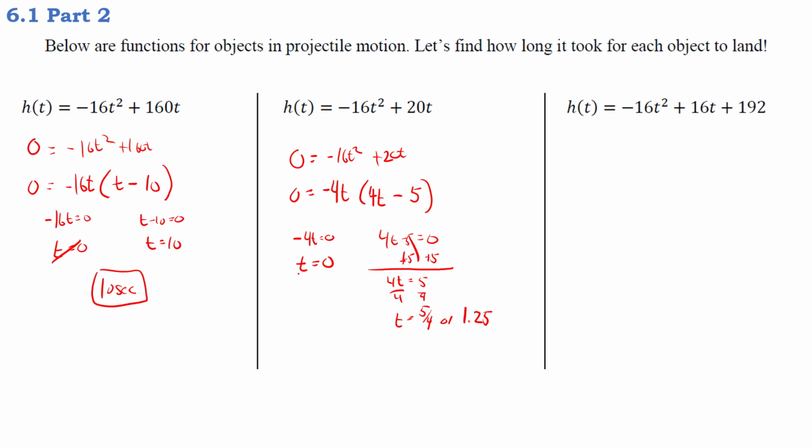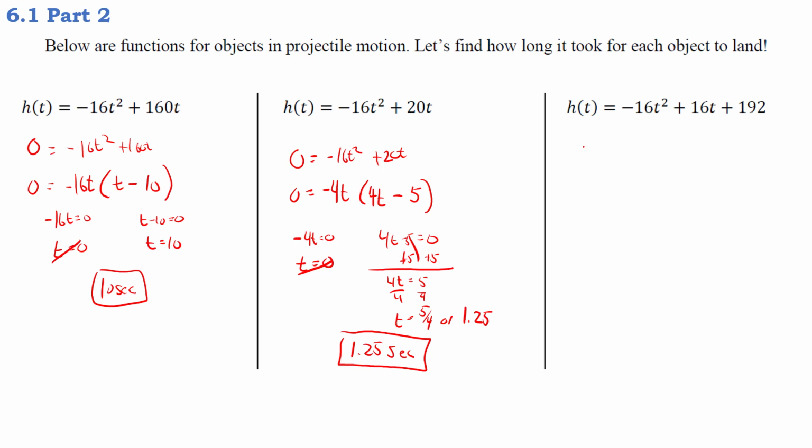So again, 0 is out of the question because that means the top of where it started from. So therefore, we have 1.25 seconds is our answer. Or you could have simply written 5 over 4 seconds.